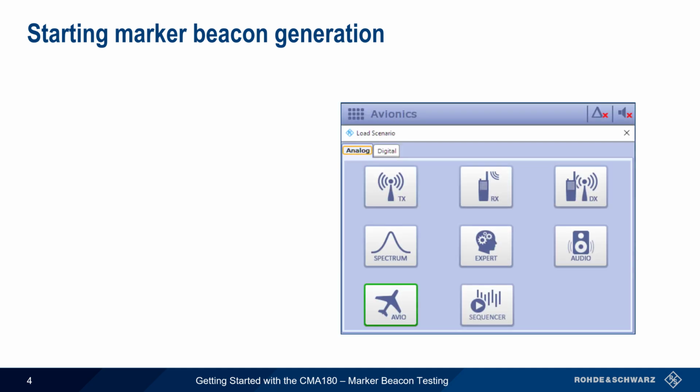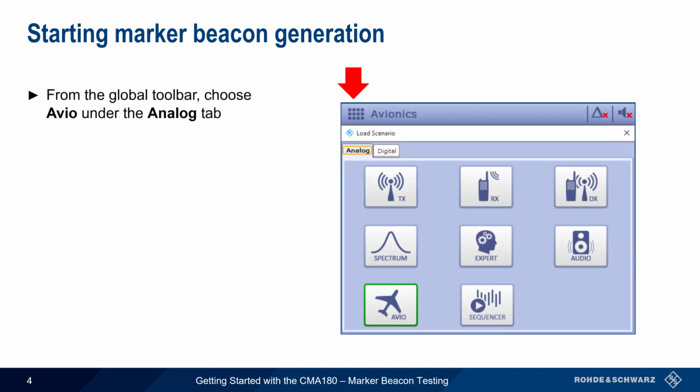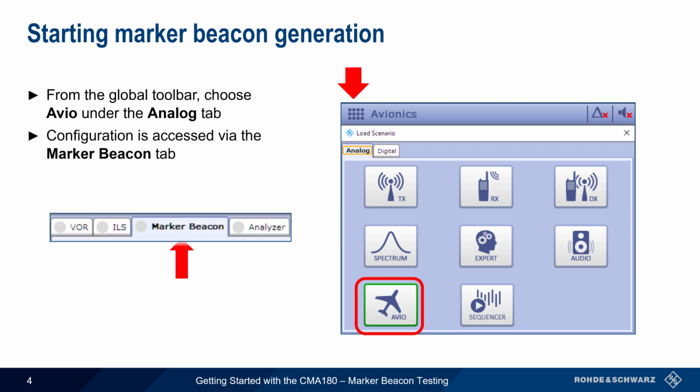Marker beacon generation is started by going to the Global toolbar and then selecting Avionics under the Analog tab. Marker beacon configuration parameters are then accessed via the Marker Beacon tab.